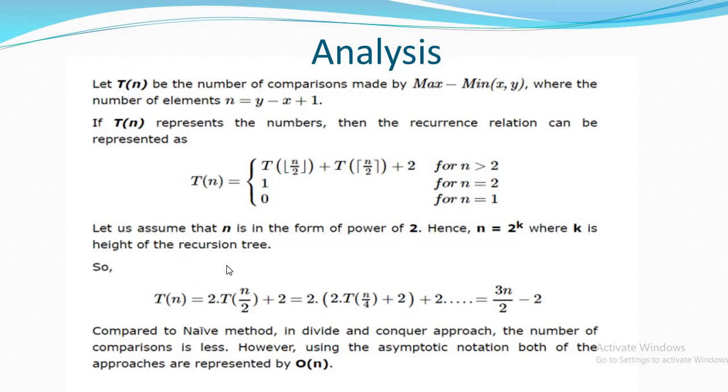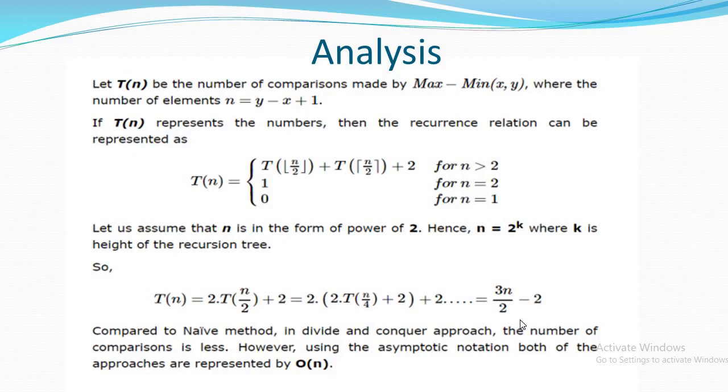Analysis. Let T(n) be the number of comparisons made by MaxMin, where the number of elements n equals j minus i plus 1. There are two recursive calls in this algorithm, one for each half of the divided sublist. Hence the time required for computing the minimum and the maximum will be T(n) equals T(n/2) plus T(n/2) plus 2, where n is greater than 2. When n equals 2, T(n) is 1, and when n equals 1, we get the value 0. We substitute n equal to 2 power k, and then we get the value 3n by 2 minus 2.